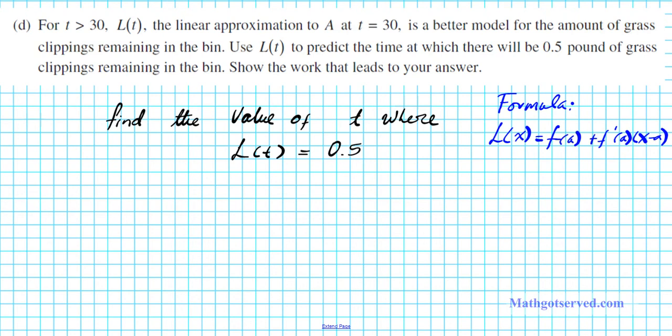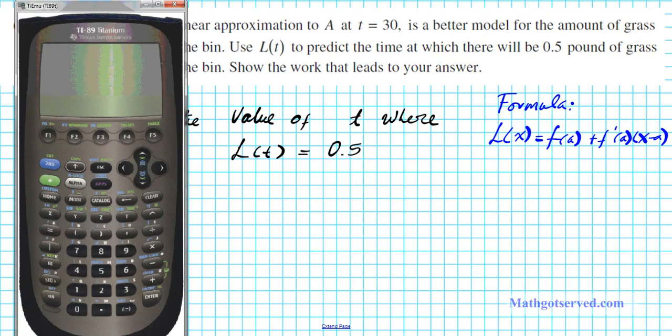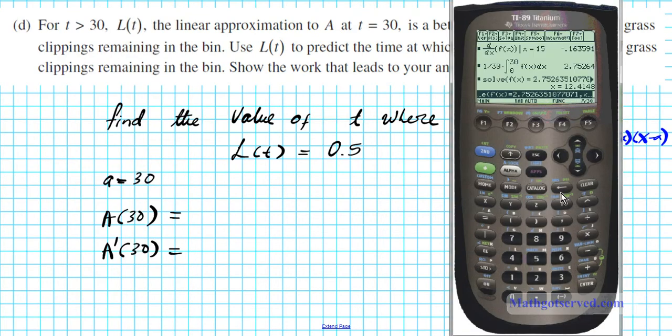So to find the linearization of this function, in this situation, a is equal to 30. So we're going to find the following to set this up. We want to find A of 30, and then we also have to find A prime of 30. We already have the function defined in our calculator, so we can simply plug this in with ease. So let's go ahead and do that. We're going to do A of 30 first. I already have f of x saved as the function, so all I'll do is compute f of 30.